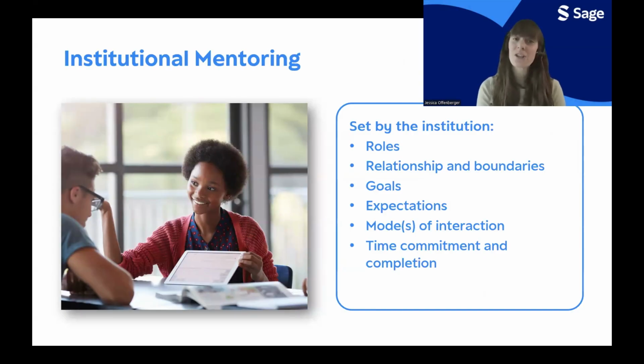When you're with an institutional mentorship, the institution is often setting the roles, the relationship and boundaries, the goals, the expectations, the modes of interaction, and time commitment, and when the program will ultimately be completed. But it's important that you, as mentor and mentee, have a great relationship to discuss the specifics, including those goals and expectations and how you prefer to interact and communicate. So there might be a more formal process outlined that you can weigh into. Next slide, please.